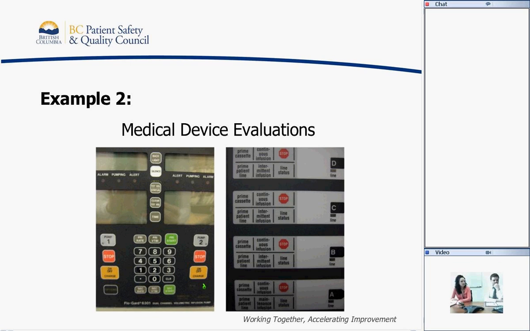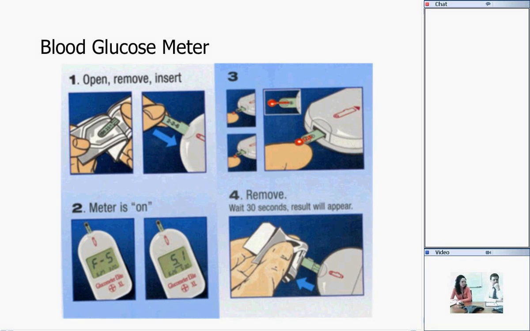So much of the work I've been involved in has been around medical device evaluations, and so I'm going to talk about a few of the projects that I've been involved in. This one actually happened before I started at Vancouver Coastal Health, and it involved a blood glucose meter. This involved a multidisciplinary team who purchased a device that was used to measure a patient's blood sugar.